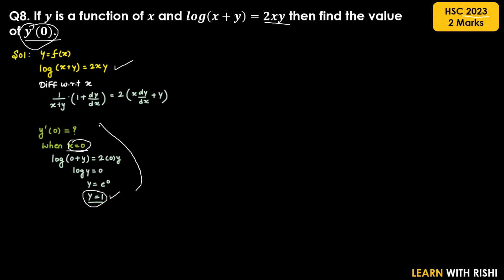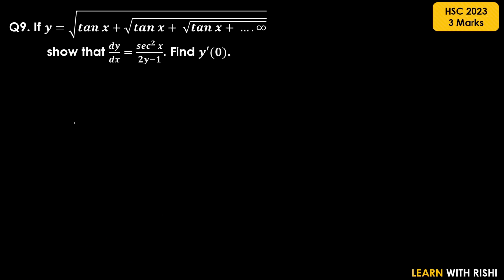So we'll substitute the value of y here. We'll put x is equal to 0 and put y is equal to 1. So 1 upon 1 plus 1, that is 1, into 1 plus dy by dx is equal to 2 into x is 0 plus y is 1. So here you get dy by dx is equal to 2 minus 1, that is equal to 1. Let us move to the next question.